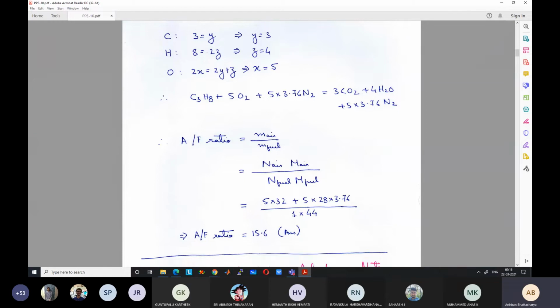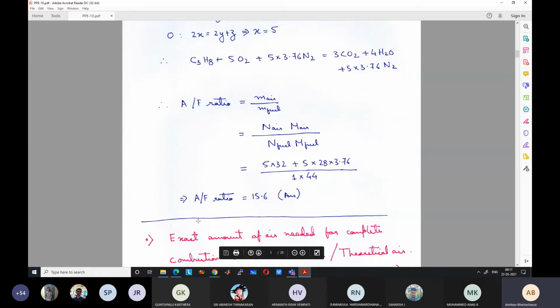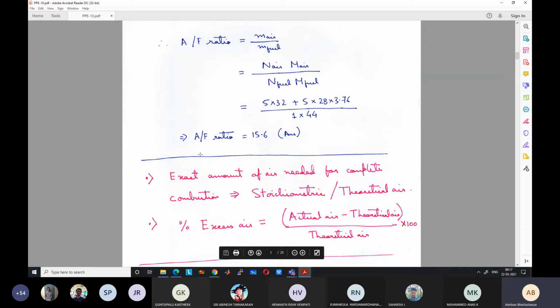For the air we have 5 units of oxygen. So number of moles of oxygen in the air is 5, and molar mass of oxygen is 32, and number of moles of nitrogen is 5 into 3.76, and the molar mass of nitrogen is 28. So 5 into 3.76 into 28. Ultimately, when you solve this, you will get an air fuel ratio of 15.6.